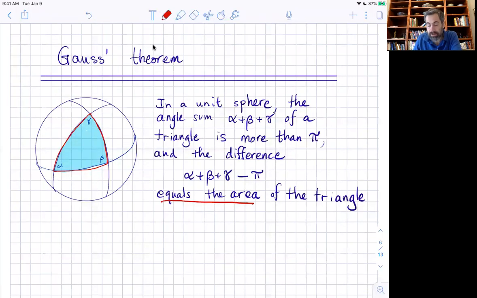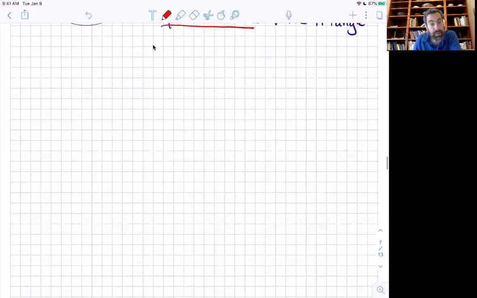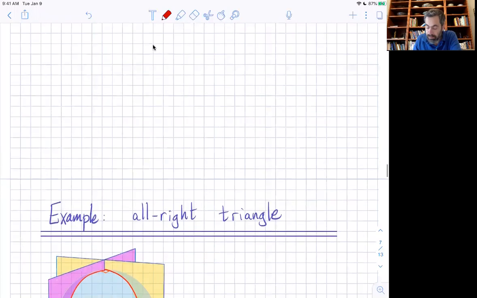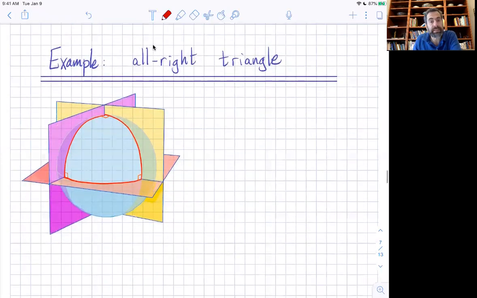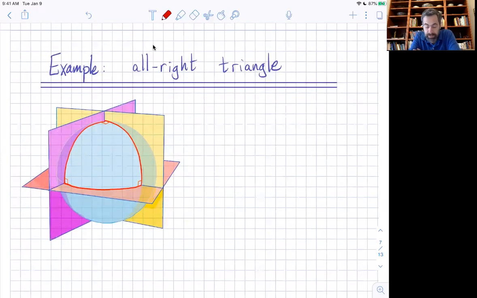Okay, that's the theorem. So now I think we understand what all the words mean in the theorem. Let's try to think about how we would prove it. Oh, and before we prove the theorem, let's look at an example. So here's an example of a triangle where we can easily see that the theorem is true.